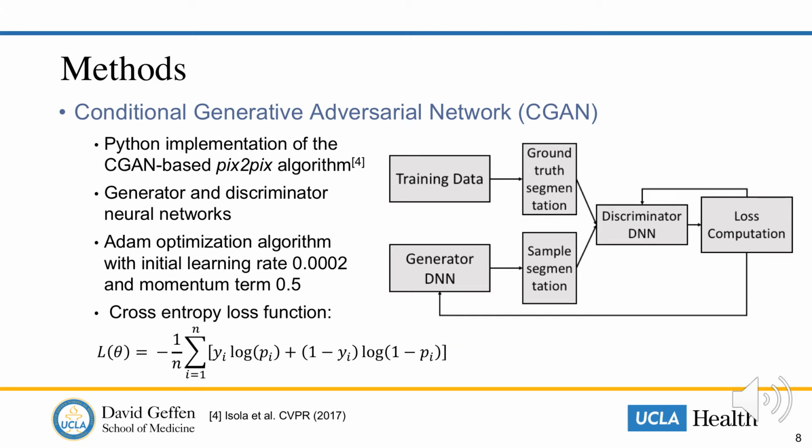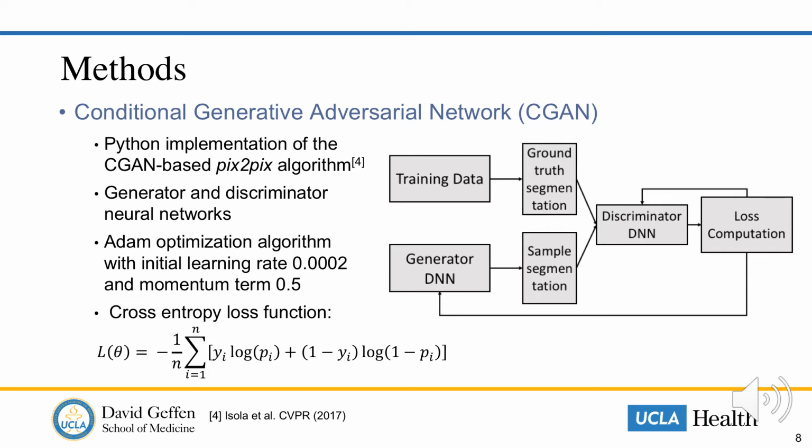This work utilizes conditional generative adversarial networks, or CGANs, through the Python TensorFlow implementation of the widely cited Pix2Pix algorithm. This involves two deep neural networks, namely generator and discriminator networks, and uses an Adam optimization algorithm with an initial learning rate of 2 × 10⁻⁴ and momentum term of 0.5.